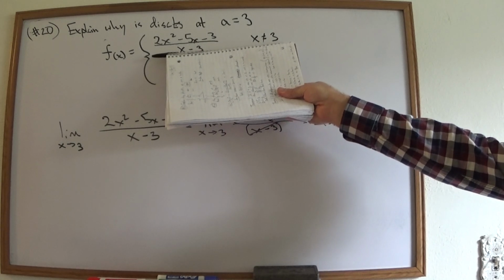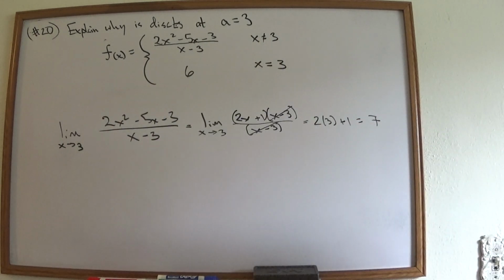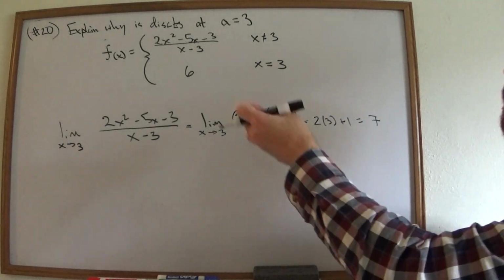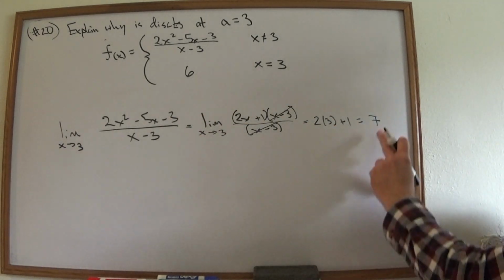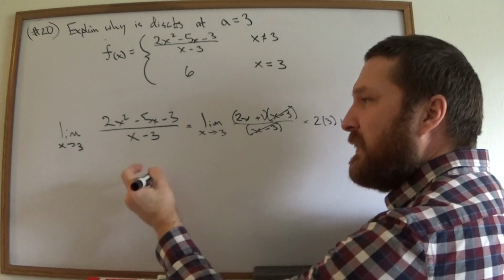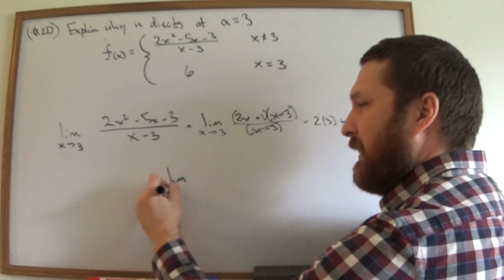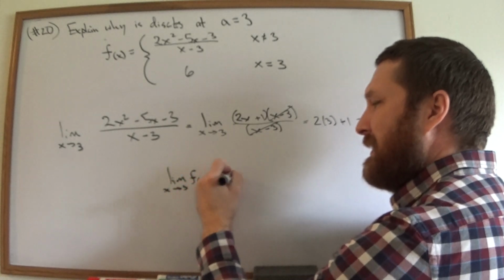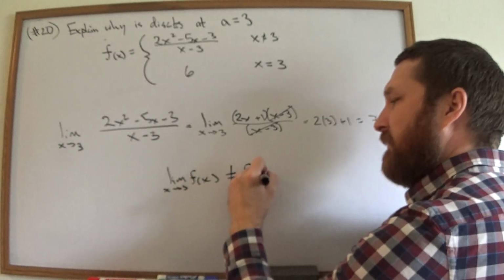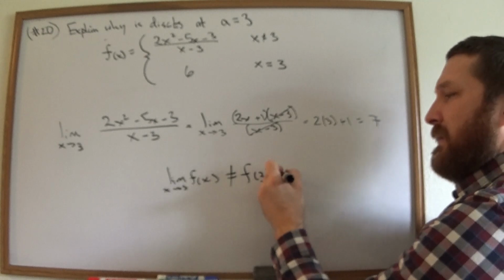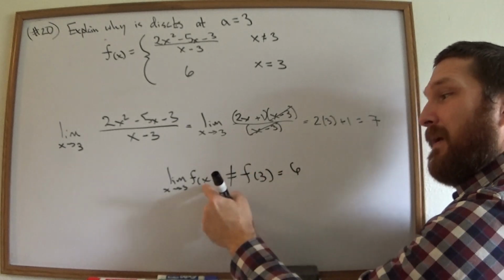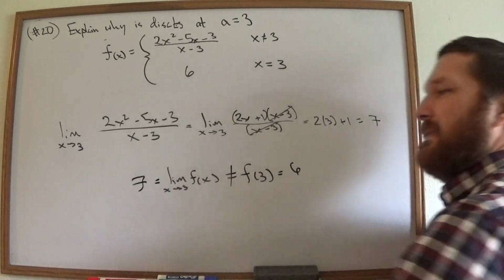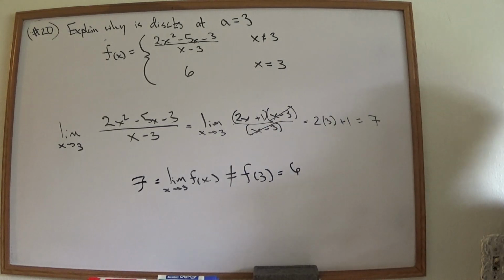Then you could say, if we define this to be 7, it's no longer discontinuous, because that would be a removable discontinuity. The reason is that the limit as x goes to 3 of f of x is not equal to f of 3, because f of 3 is equal to 6, but the limit is equal to 7.